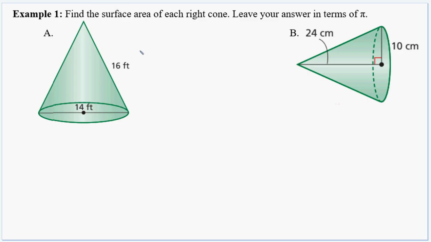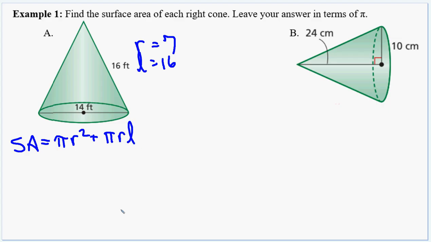For the first one, we need R. R is the radius, and we were given diameter, so let's cut that in half. Our radius is 7 feet. And here they gave us our L. L is 16. Since the formula is new, I'm just going to write it out here again in all its glory: pi R squared plus pi RL.